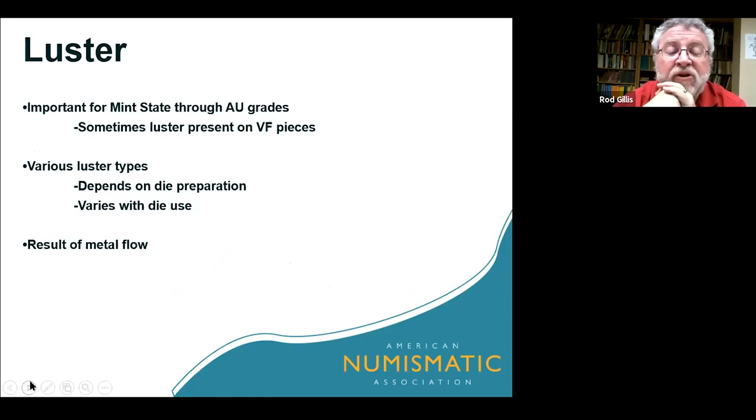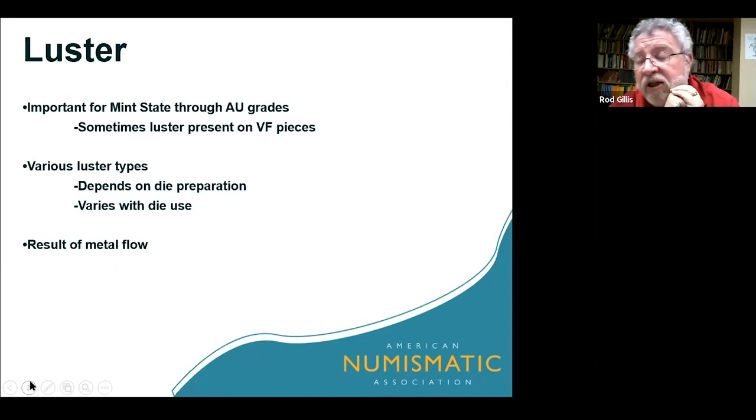Okay. Someone asked earlier about luster, and I deferred to that because I wanted to spend some time talking about it here, and then we'll probably open it up to a few more questions. Luster is extremely important, especially for mint state through AU grades. Sometimes, though, luster can even be present in coins that are graded very fine. Not very often, but it happens. There are various luster types, and we're going to talk about that. And the luster types really depend on the die preparation, the design of the coin, and it varies with die use.